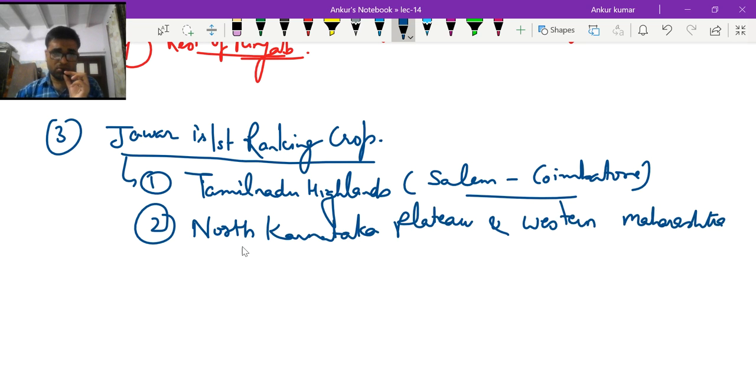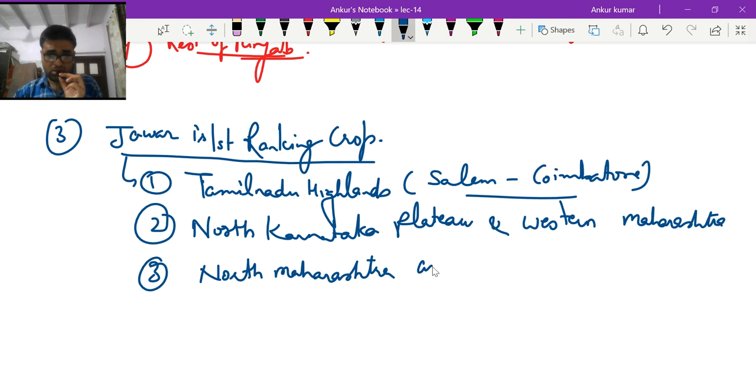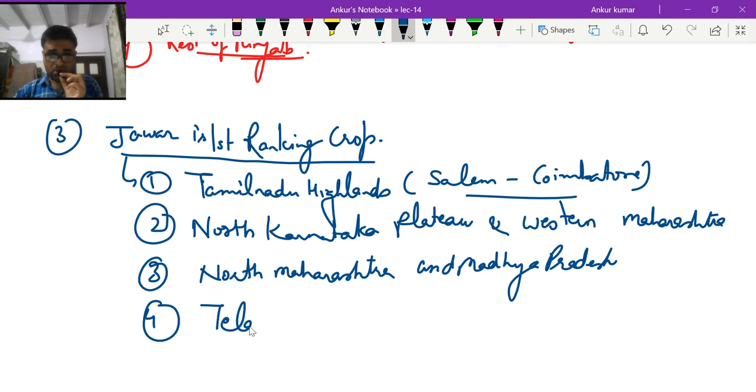Right, Western Maharashtra. This is the second one. Third one is where the jawar is the major crop. It is the North Maharashtra and Madhya Pradesh. Right. Number 4, where the jawar is the first ranking crop: Telangana and Chandrapur district of the Andhra Pradesh.